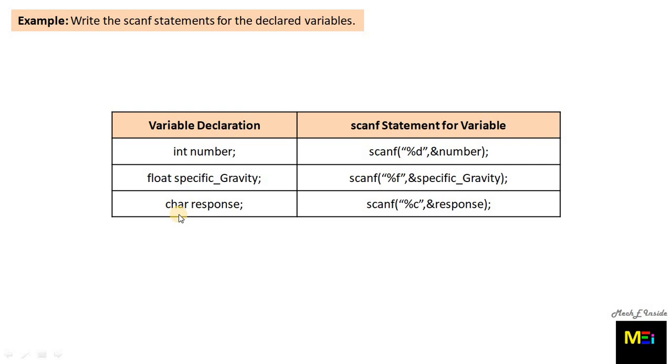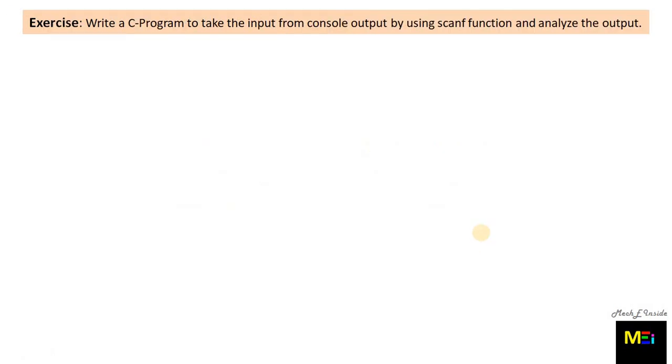Let's see one more declared variable, that is of character data type. That variable is declared through char response, then semicolon. Then scanf, within the parenthesis, double quote start, you have to mention here the control string, that is %c for the character data type, then double quotes close, then comma, then you have to place the ampersand character, then the variable name, that is response over here.